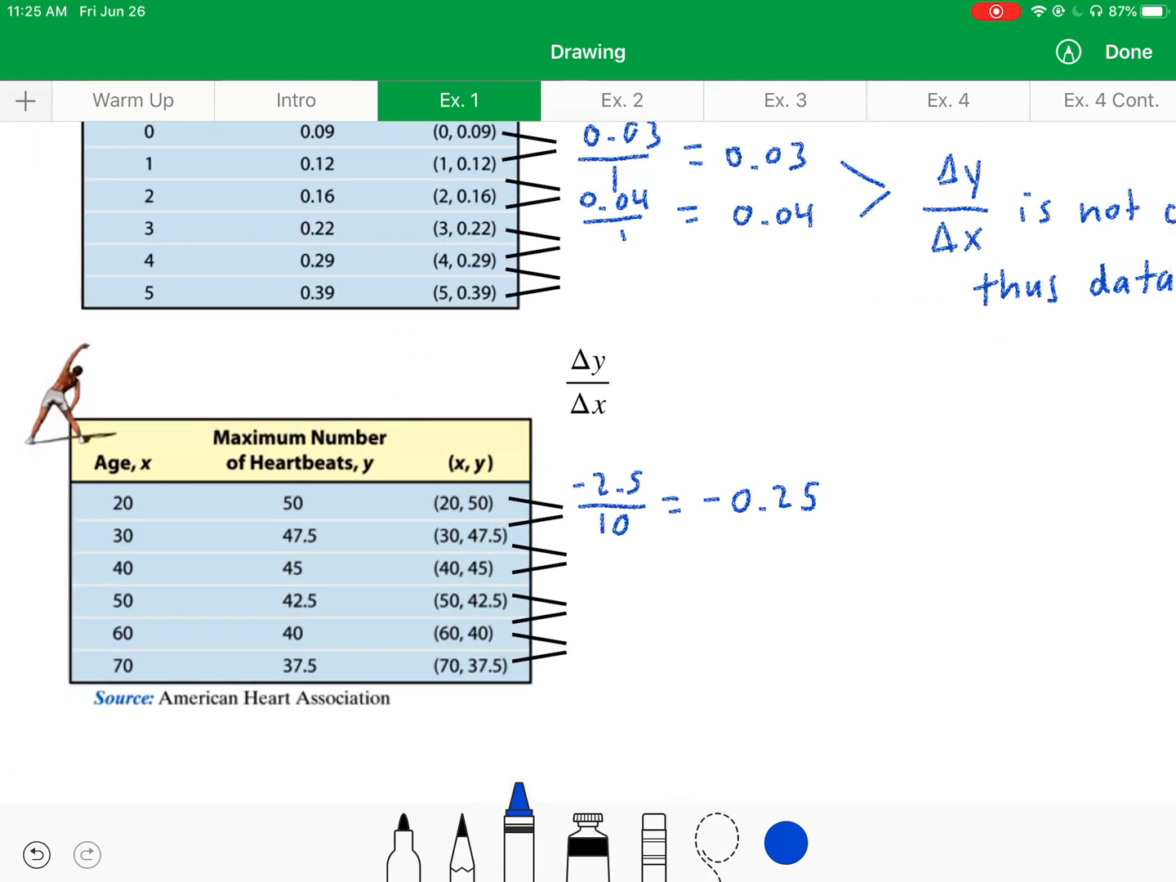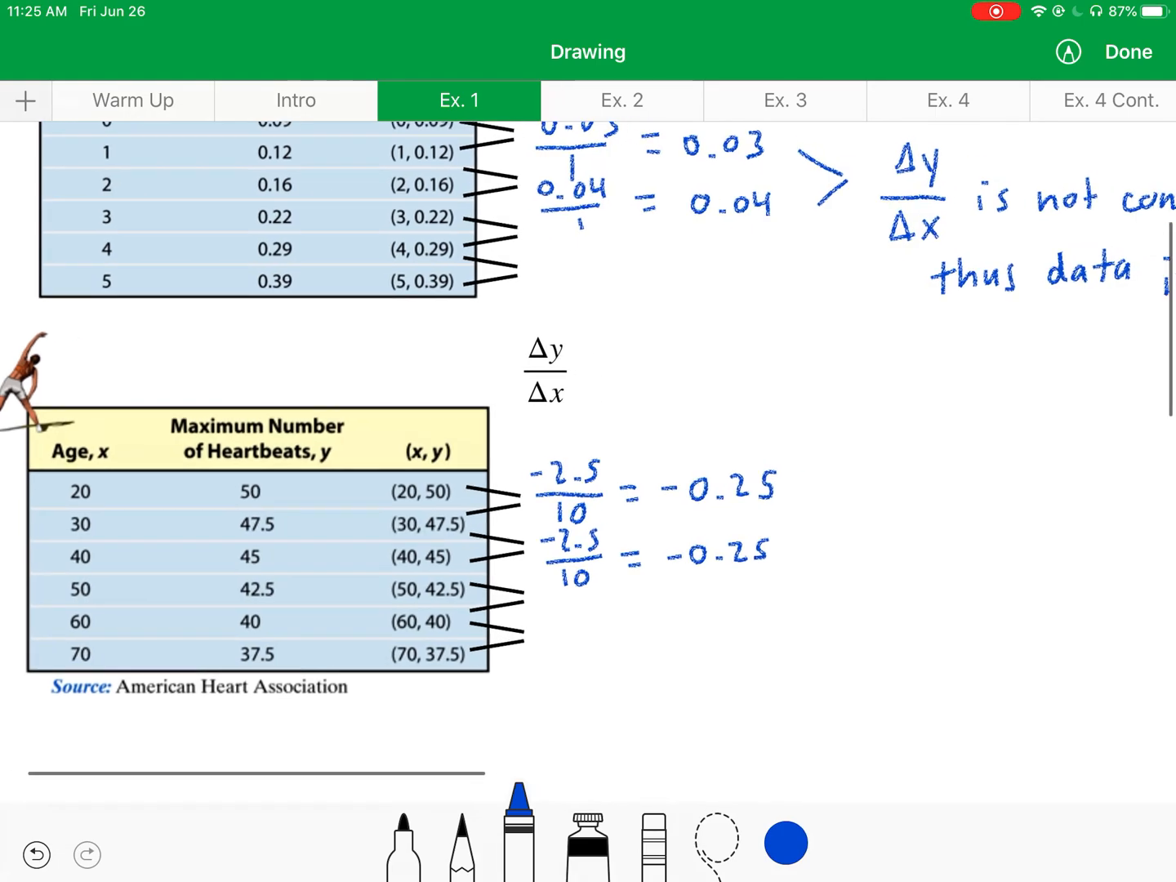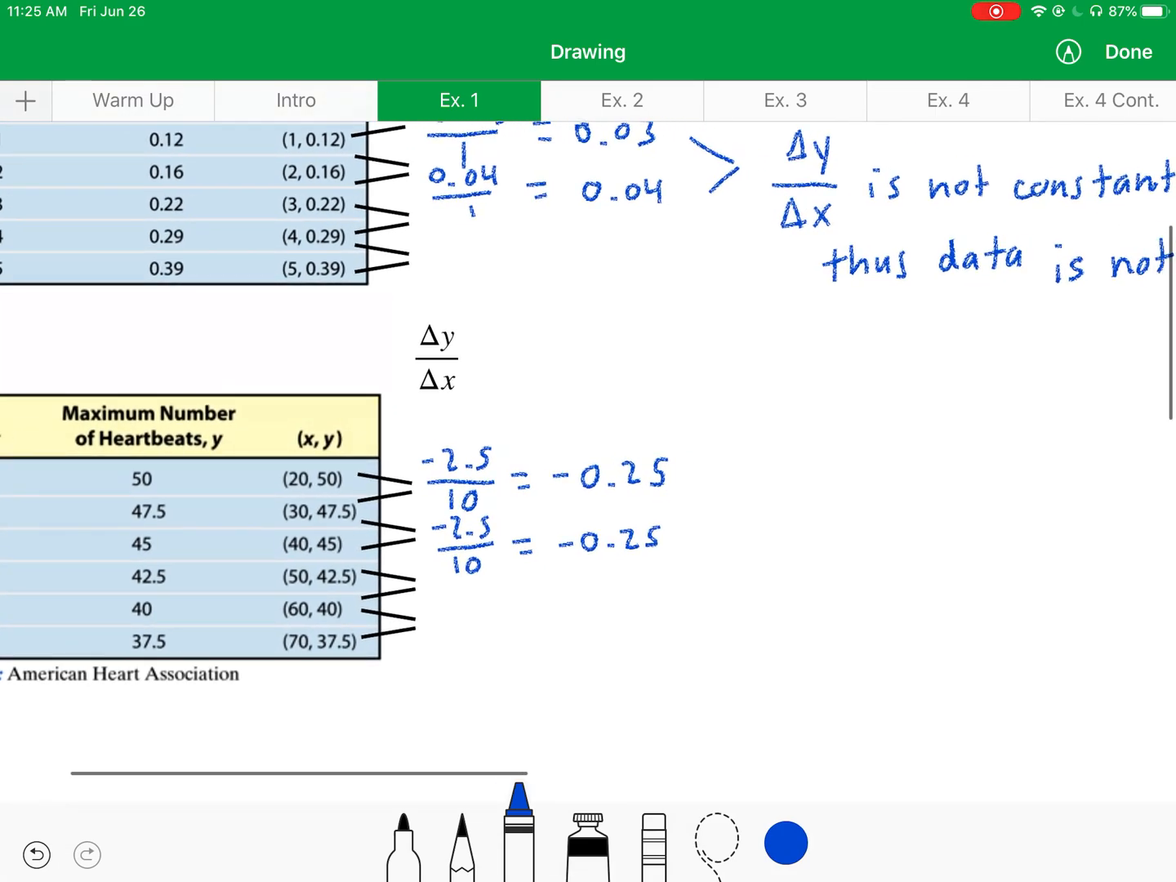From the second point to the third point, notice it's the same thing. Change of y's is negative 2.5, change of x's is 10. So we have that same average rate of change. And it would continue like this for the next several points. So since these are constant, we can say that the data is linear.